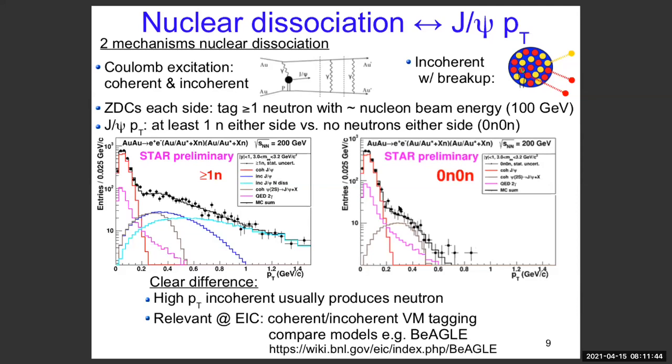So this is a good point. This is relevant for the EIC, where tagging of coherent and incoherent, separating them, is going to be a very important part of the physics program. It can also be compared to models such as Beagle, which was discussed in the future experiments section yesterday. So we have some data that can provide some insight into that very important pursuit at the EIC.